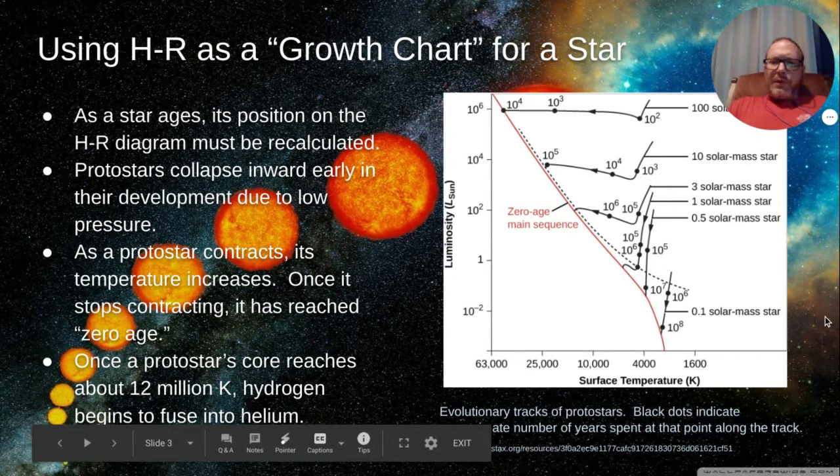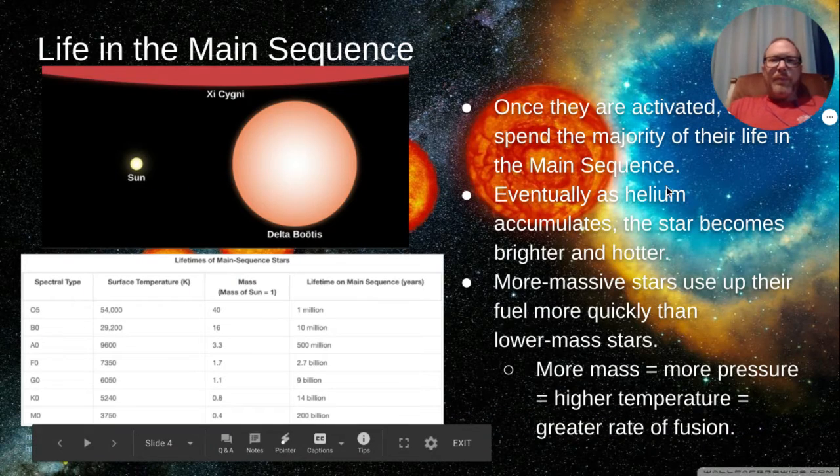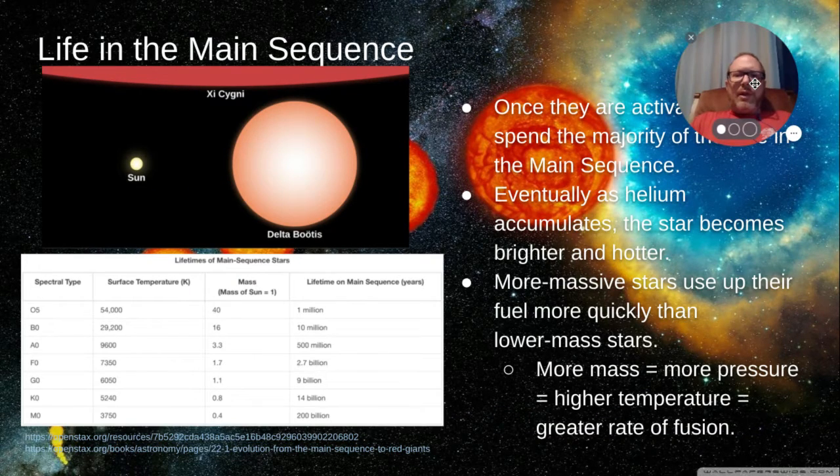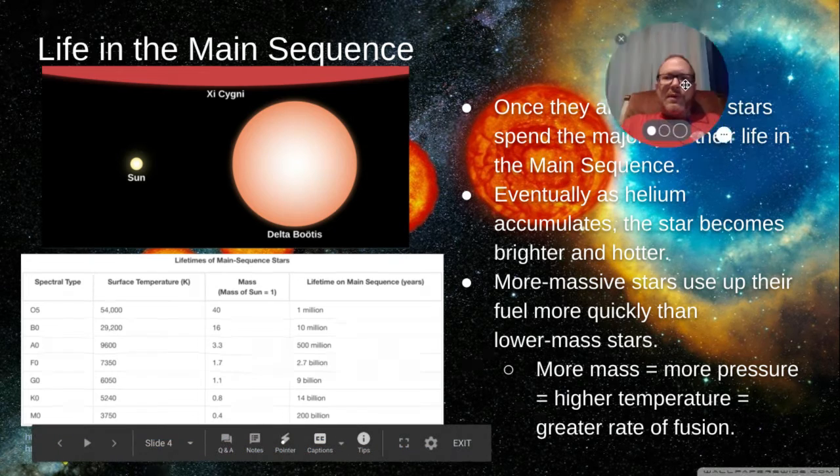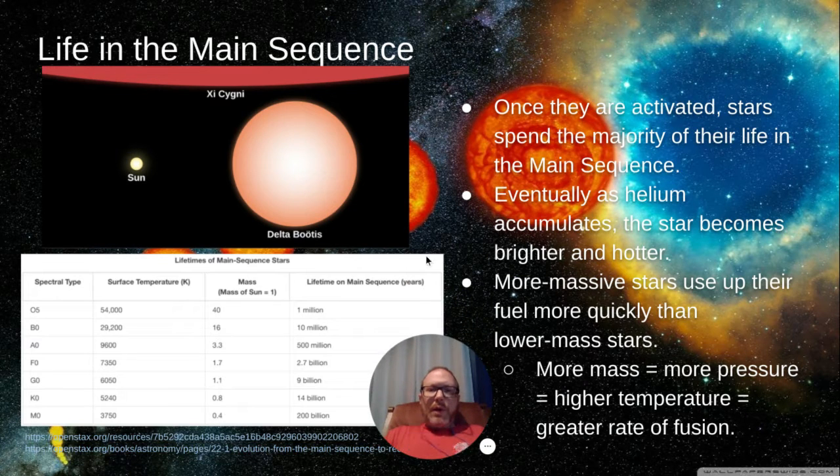Okay, so let's go on to our next slide. Like I mentioned in the previous slide, once a star reaches the main sequence line, then it will spend the majority of its life there. Its brightness and its temperature will not change very much. There will be slight increases in temperature for a star, so it will move very slowly off to the left, but it's not going to move very much for the bulk of its life.